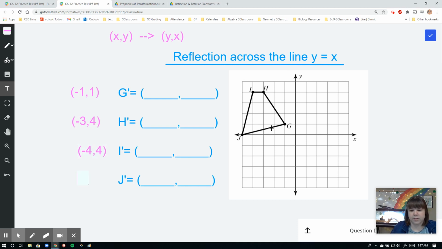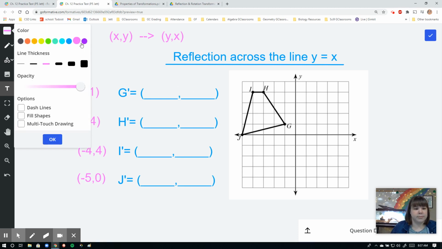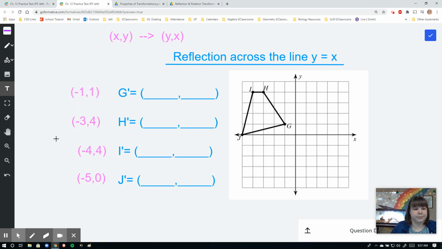And then J, last one, is at -1, 2, 3, 4, 5, so -5. And then 0. Okay, so all we need to do is flip our x and y values and write them here. So I'm going to change my color. Okay, so for G prime, instead of -1, 1, it's just going to be 1, comma, -1.